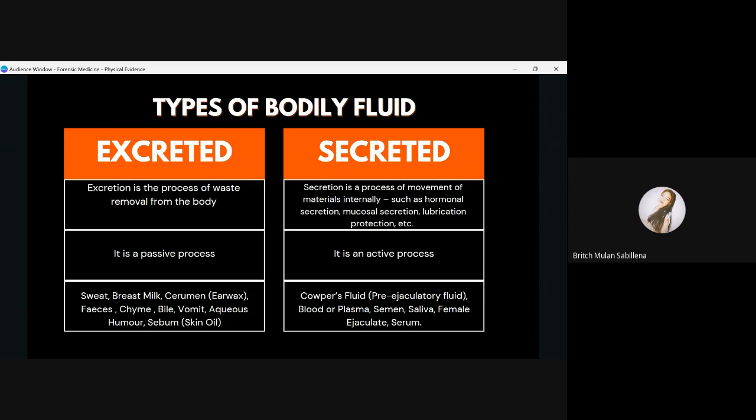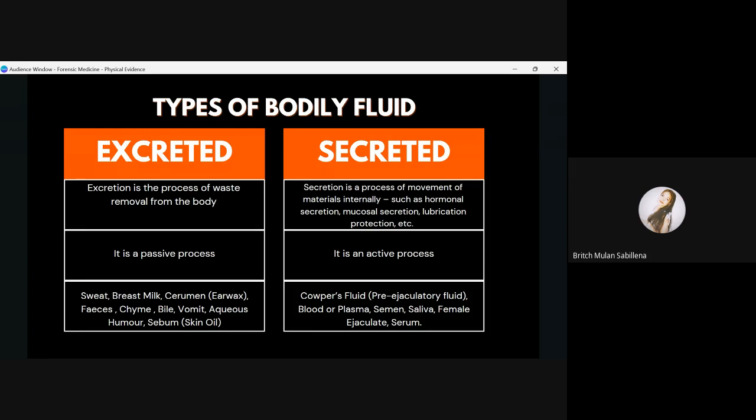Next is semen. Semen is another commonly collected bodily fluid in sexual assault investigations. It can provide DNA evidence that can be used to identify suspects and can also provide evidence of consensual sexual activity. Semen can be collected from clothing, bedding, or the victim's body.